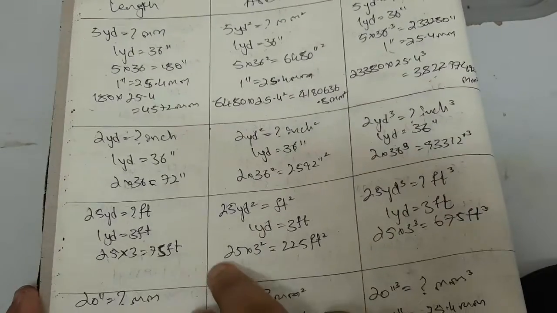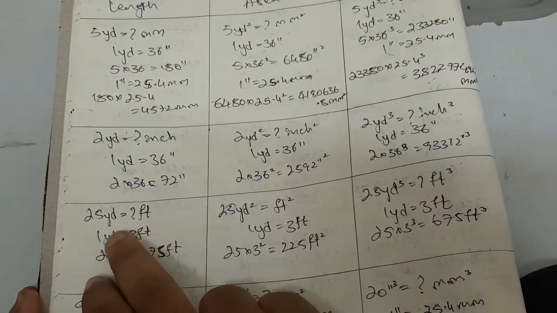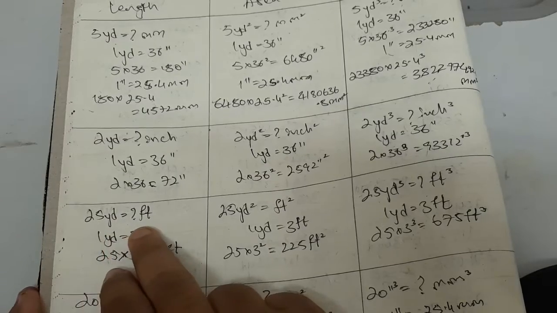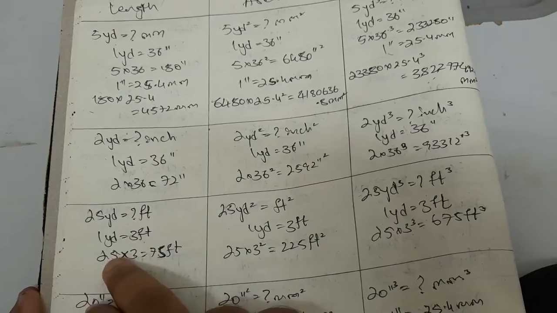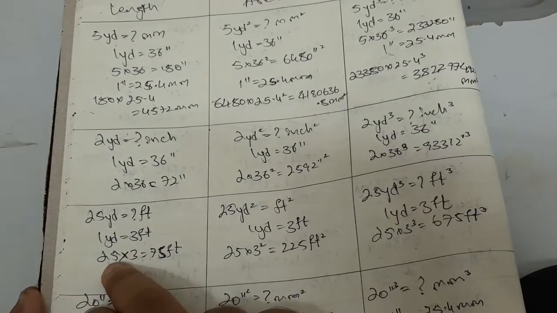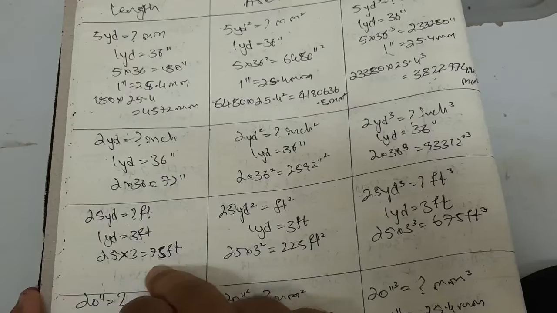Coming to our next problem, we have 25 yards is equal to how many feet? Since 1 yard is equal to 3 feet, multiplying directly gives us the conversion of yards in terms of feet. 25 into 3 gives us 75 feet.